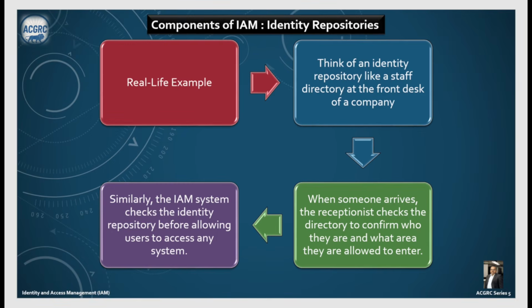Example, think of an identity repository like a staff directory at the front desk of a company. When someone arrives, the receptionist checks the directory to confirm who they are and what area they are allowed to enter. Similarly, the IAM system checks the identity repository before allowing a user to access any system.